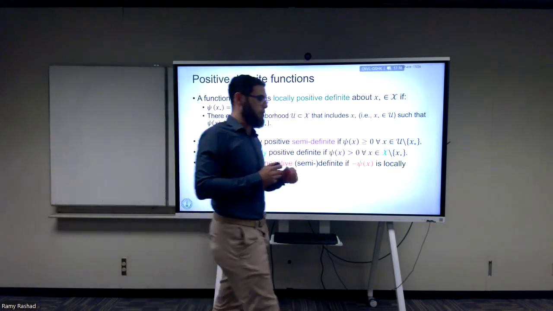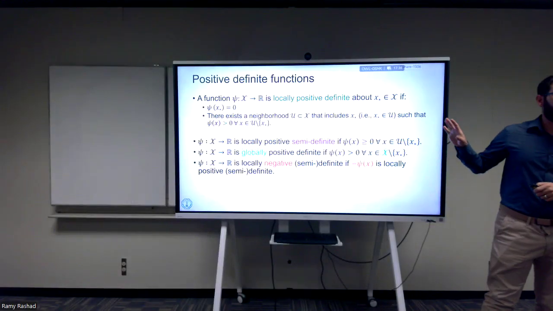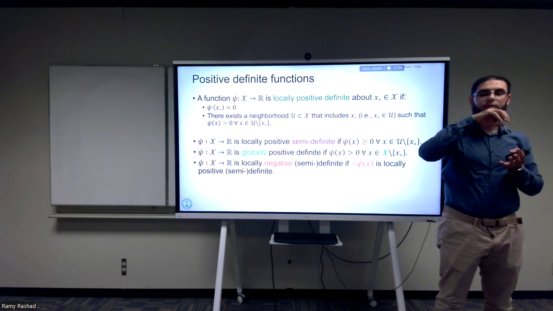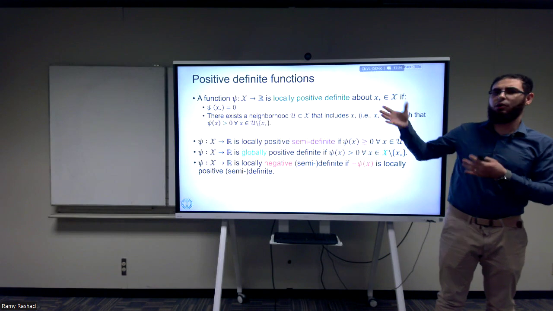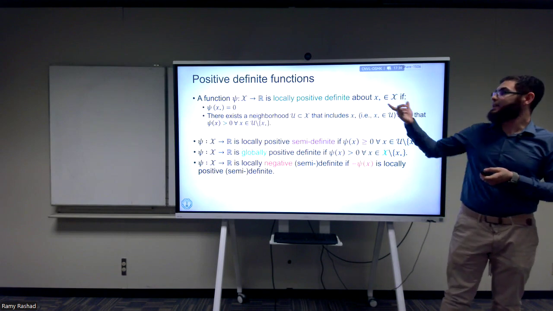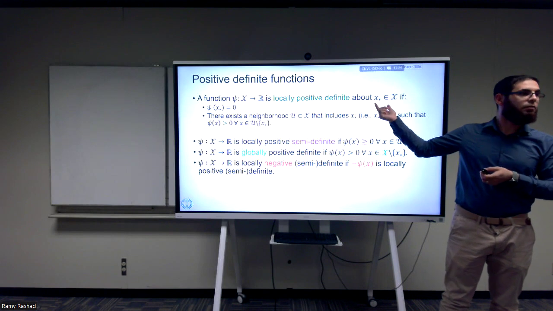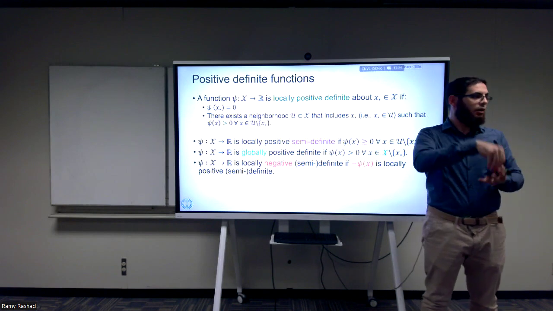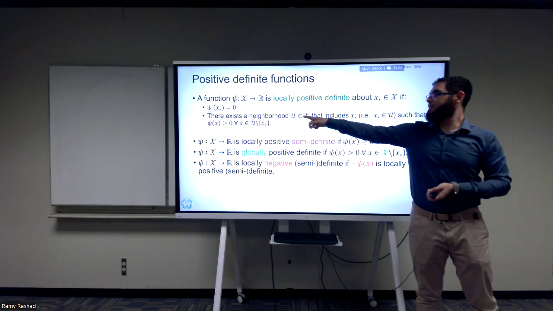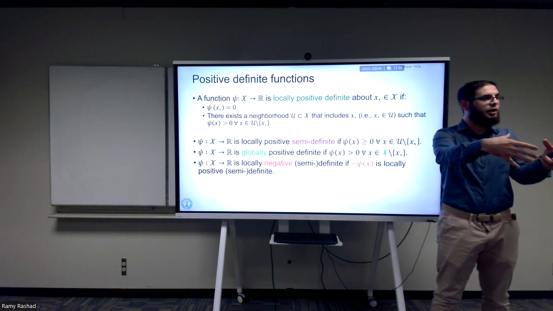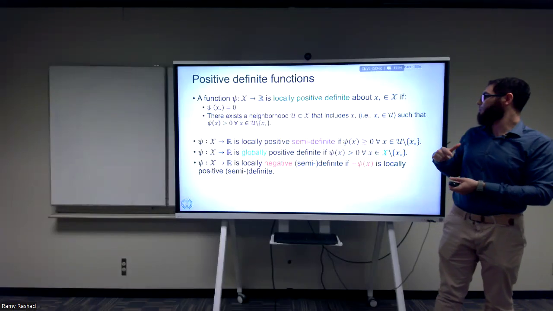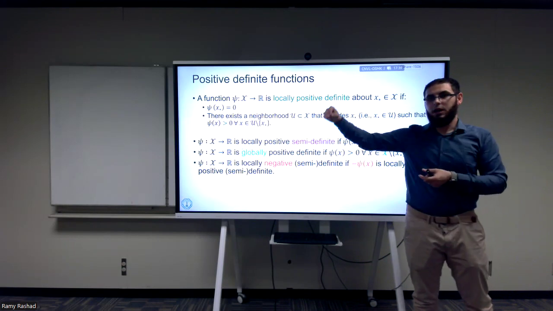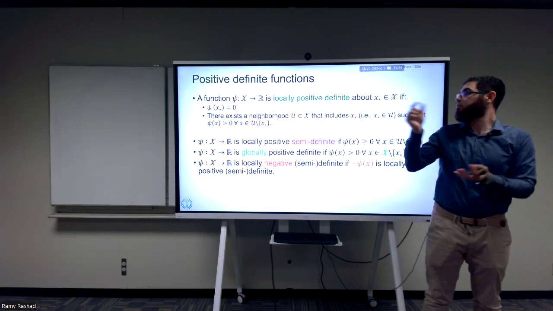A positive definite function locally: we say that a function psi, from a manifold X, which in our case is the state space, to R, is locally positive definite about some point X star if we evaluate that function at that point and we get 0, and there exists some neighborhood, some small region around this point that includes the point, such that the function is positive while you are in that region, excluding, of course, the point which has 0.